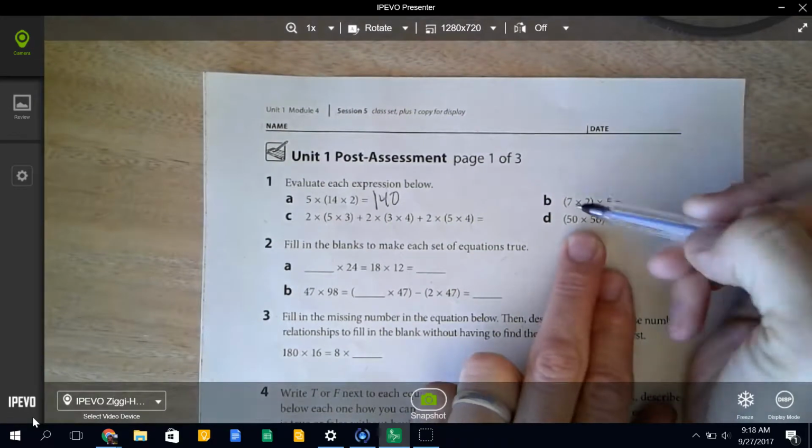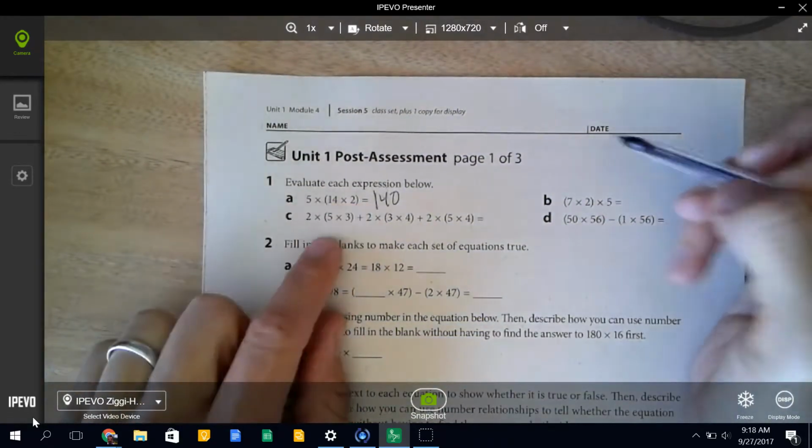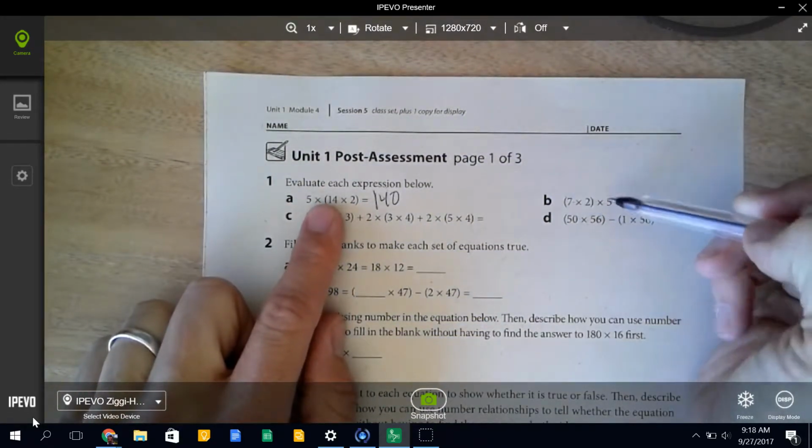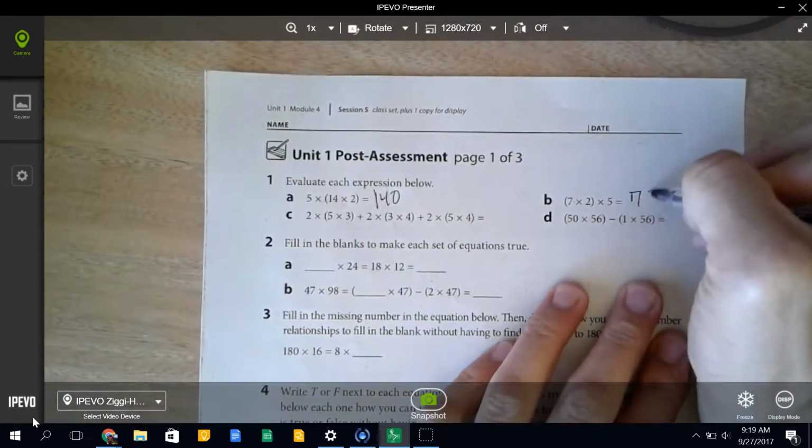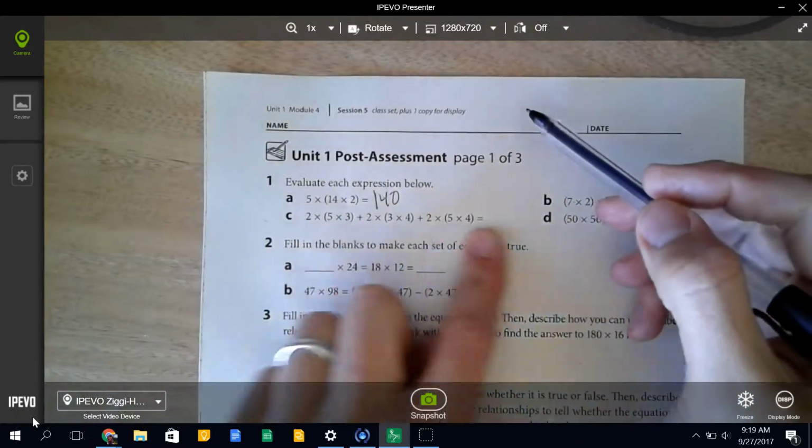B. Hey, look at that. 7, 2, 5. 5, 14, 2. 7 is half of 14, and 2 and 5 are the same, so this answer is just going to be 70.